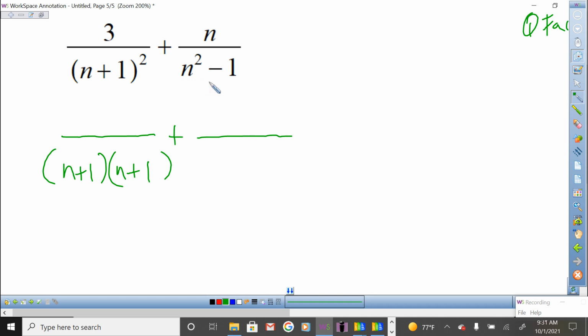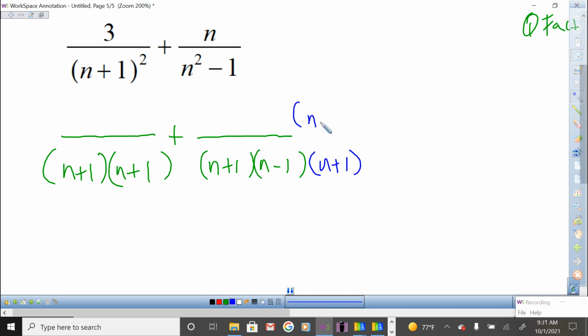Next, look at this one. How do we write this one in factored form if it's a difference of squares? Everyone? N plus 1 and n minus 1. Okay. So, start here. What does this one need that this one has extra? N plus 1, yes, and we do that to the numerator as well. Right? Because this is 2 of them, this one needs 2 of them.